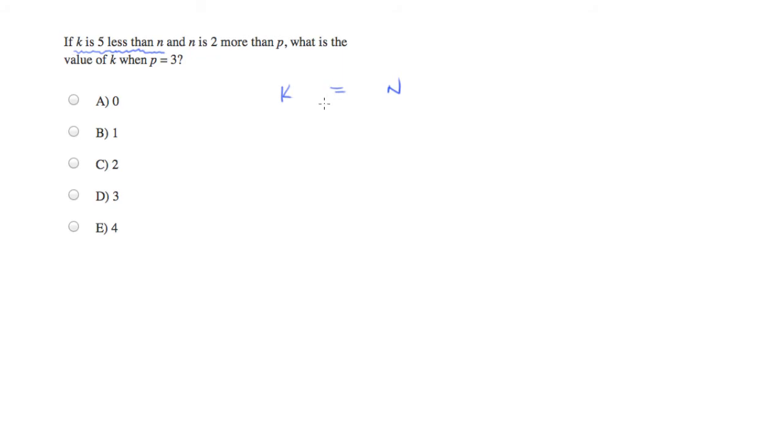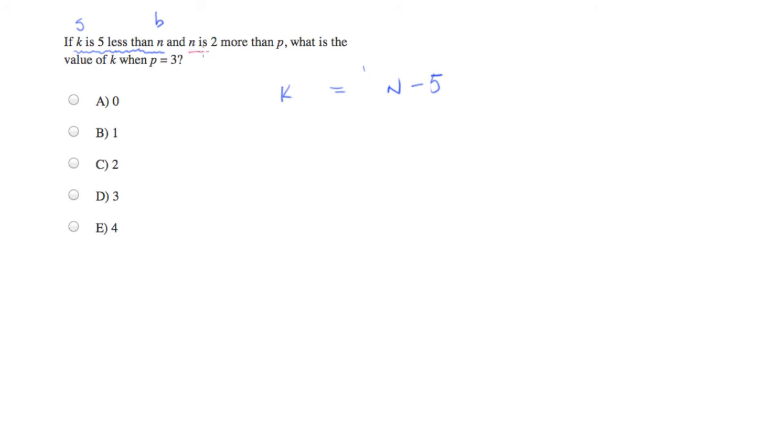The way that I like to do this as a double check is I ask myself, which one is the big one? If k is 5 less than n, I know k is the small and n is the big. So I should probably be subtracting 5 from the big side if we want these two sides to be equal, right? The small side should equal the big side minus 5. And that's how I do my double check. We can try this again one more time.